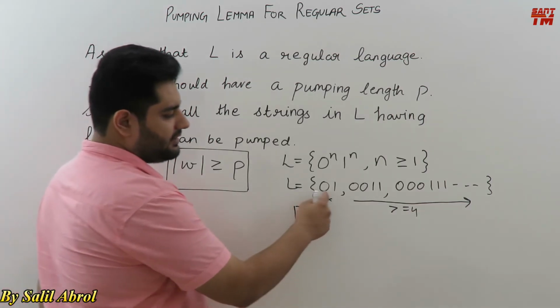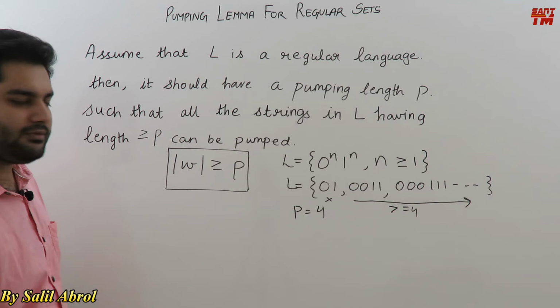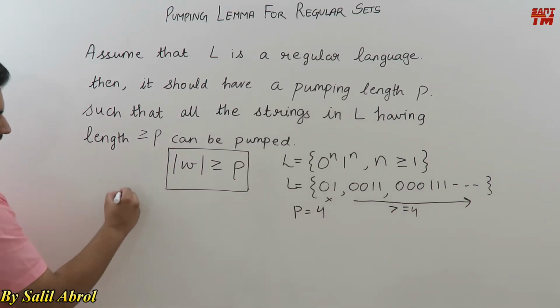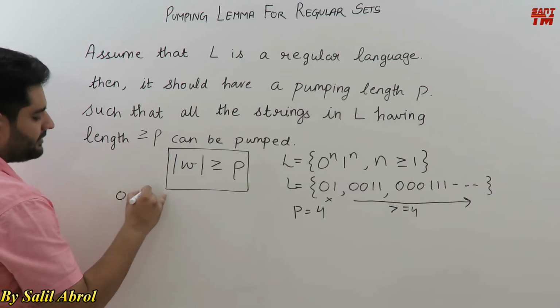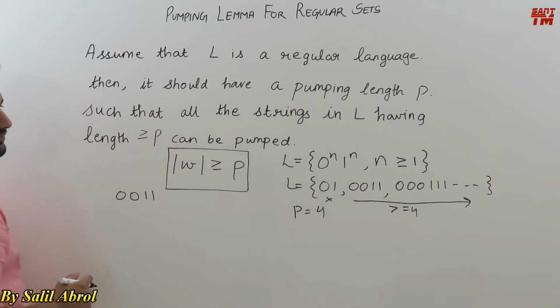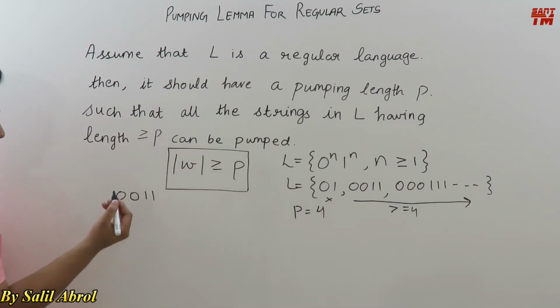That means leaving this string, all the further strings can be pumped. Now what is the meaning of the word pumped? Consider this. If I take the string 0011, it can be pumped because its length is equal to 4. The condition is greater than or equal to. So it is equal to 4, it can be pumped.